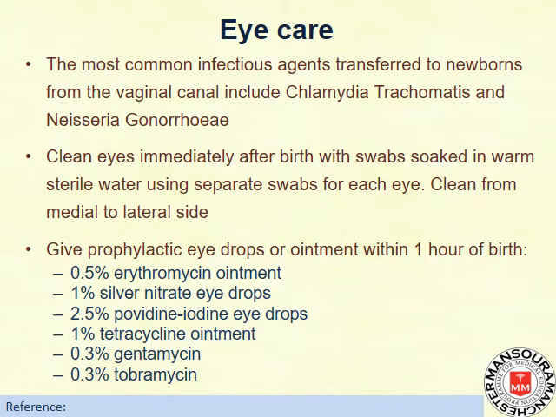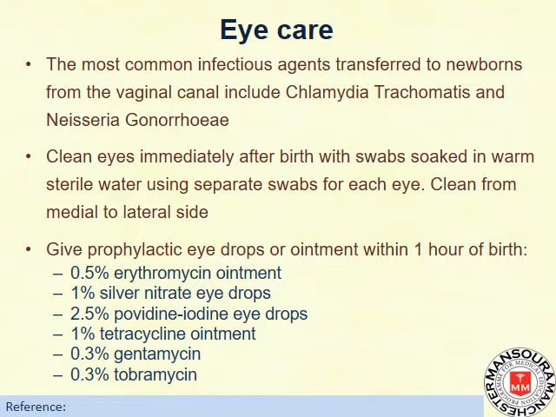Eye care. The most common infectious agents transferred to the newborn from vaginal canal include chlamydia trachomatis and Neisseria gonorrhea. You have to clean the eyes immediately after birth with swab soaked in warm, sterile water, then using separate swab for each eye, and clean from medial side to the lateral side. You then should apply prophylactic eye drops or ointment within 1 hour after birth.